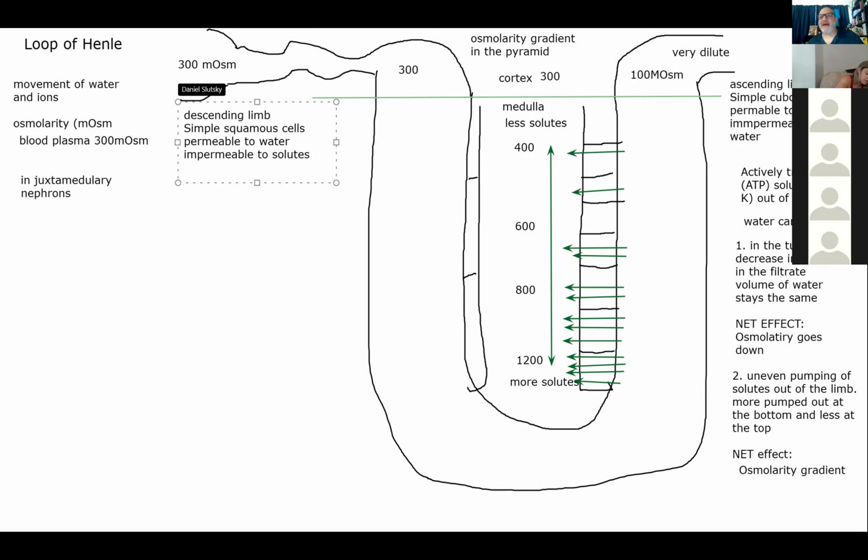So let's think about what's going to happen here. Our filtrate comes down to this part of the loop of Henle right here and has an osmolarity of 300 milliosmoles here in the tubule, but it is surrounded by interstitial fluid that has more stuff in it. The osmolarity of the medullary pyramid surrounding is at 400 milliosmoles. So what's going to happen?